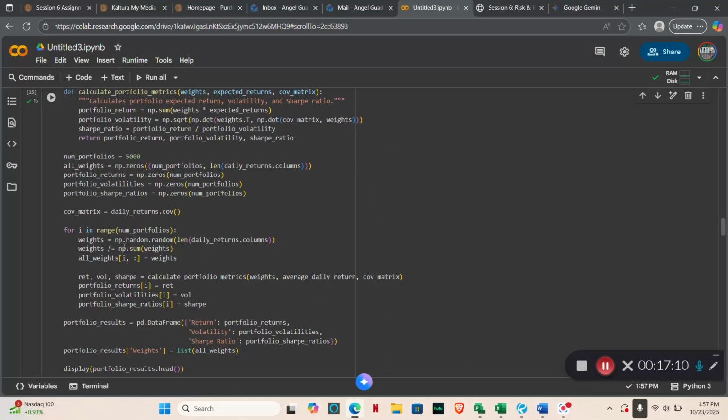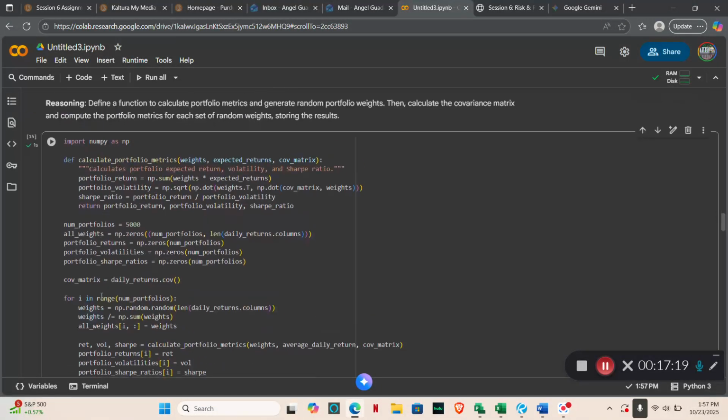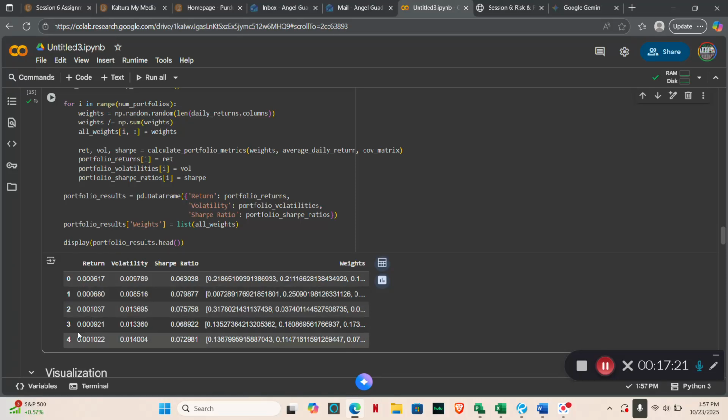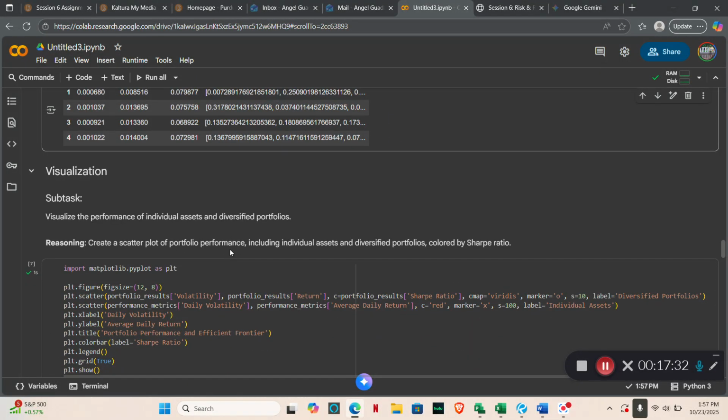So to do this, we must use different formulas. Let's follow this right here, and this, and this, and this. These essentially spit out the return rates, the volatility, the Sharpe ratio, and the weights for each company. So to visualize this, we must plot the individual assets and diversified portfolios.